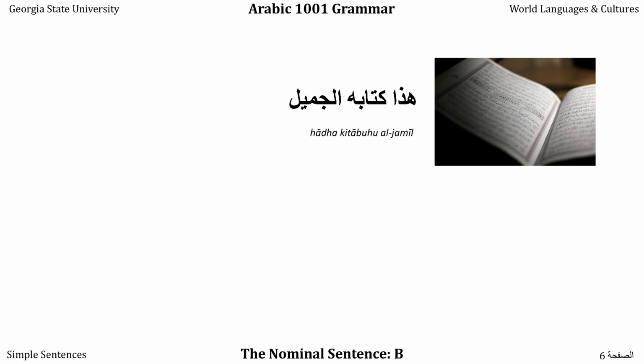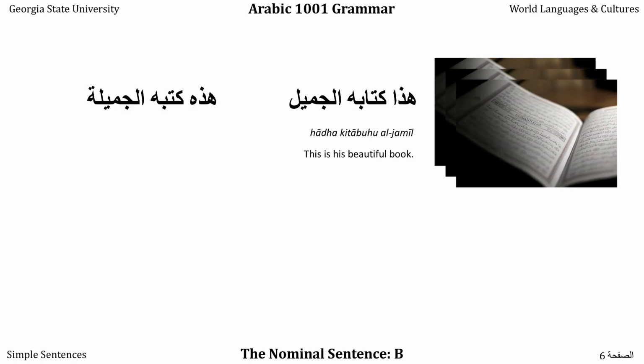Notice that jamil is definite here, and the reason it's definite is because kitabuhu is definite. This is a phrase, not a sentence. It never becomes indefinite. We want jamil to agree with kitabuhu, so the only way to make an adjective definite is to add alif lam. So kitabuhu al-jamil means his beautiful book. This is a little counterintuitive for an English speaker, so be careful.